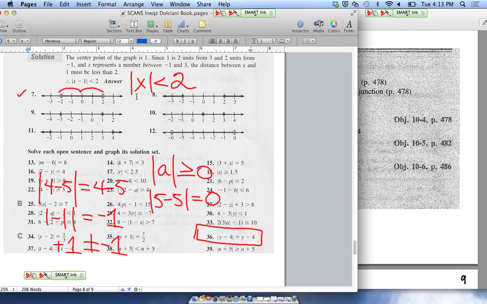So just be careful when you work through some of these, because they do try to trick you in some way.